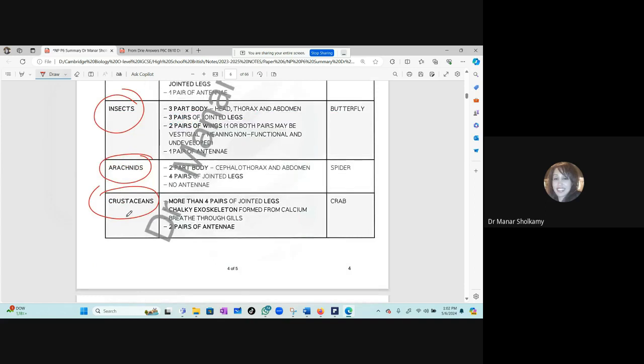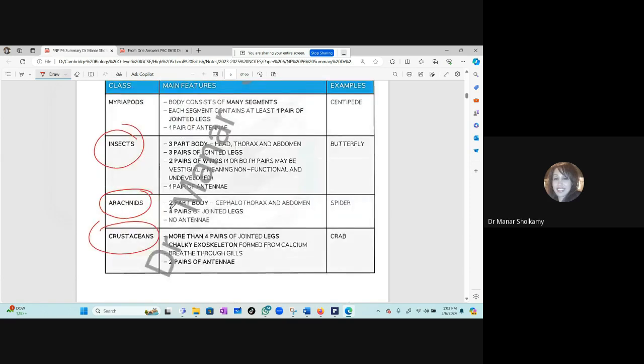Crustaceans, like the lobsters and the shrimps, live in water, so they have gills, and they have 4 pairs plus, or 5 pairs plus. They have lots of legs. And which one of them has compound eyes? Insects and crustaceans. And which one does not have antenna? No antenna, zero antenna, are the arachnids. And the crustaceans have 2 pairs of antenna.